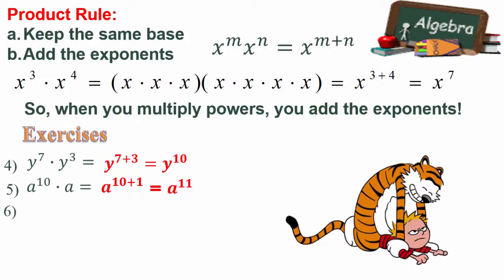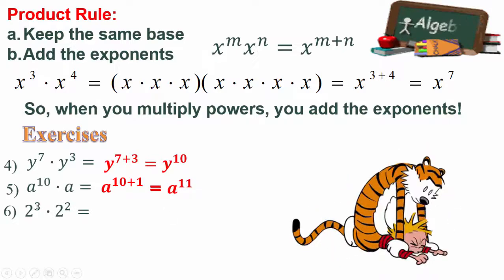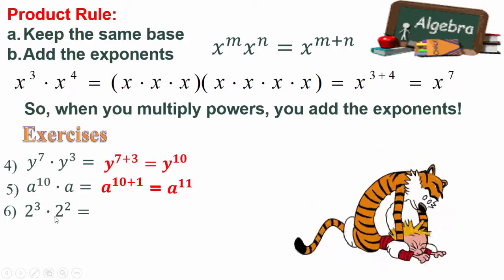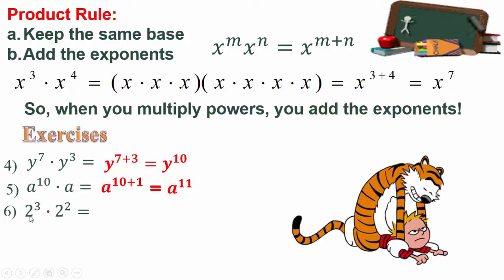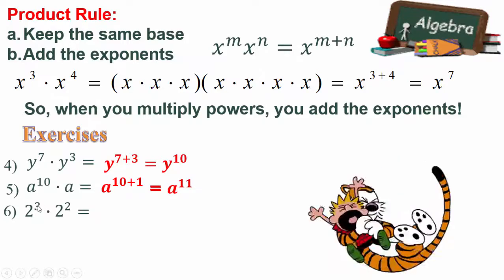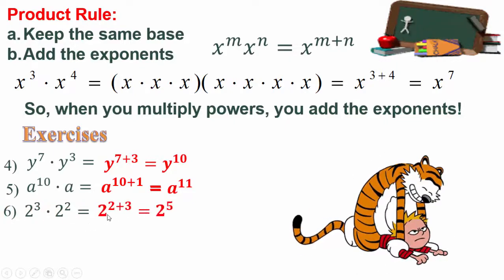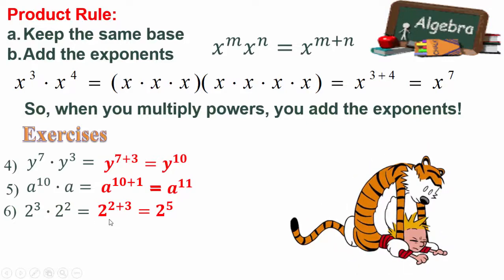For number 6, here we notice even though they're not letter bases, they're number bases, the bases have to be the same. These two are the same, so the base is 2, so all we're going to do is add up the exponents as we did before and keep the base the same. So there we have the 2 is our base because the 2's are the same, and 2 plus 3 gives us 5, so finally we get 2 to the 5th.